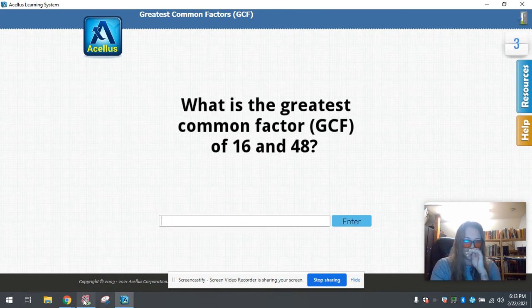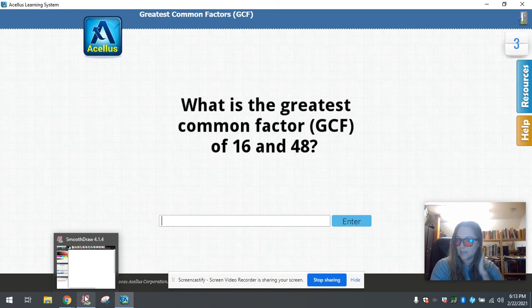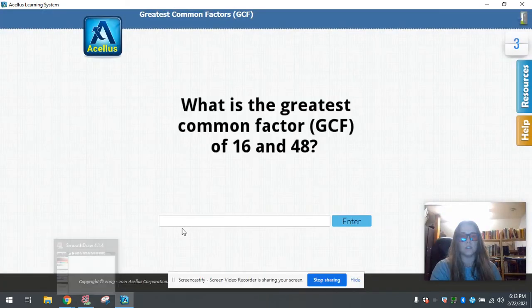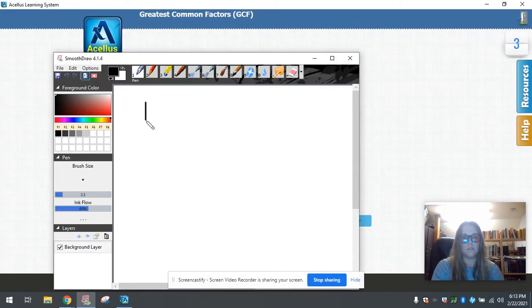Okay, 16 and 48. Again, I think 16 fits into 48, but let's just say I don't know for sure. So I'll do my factor trees.